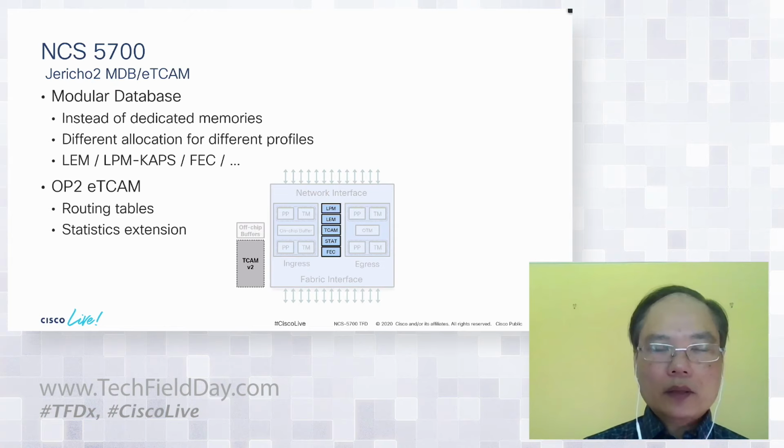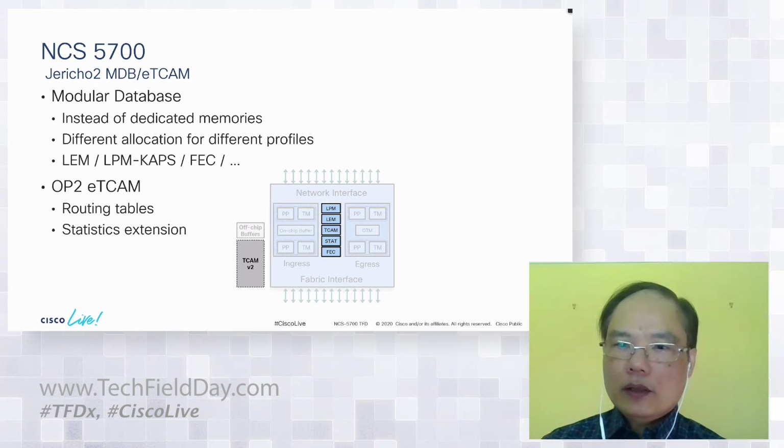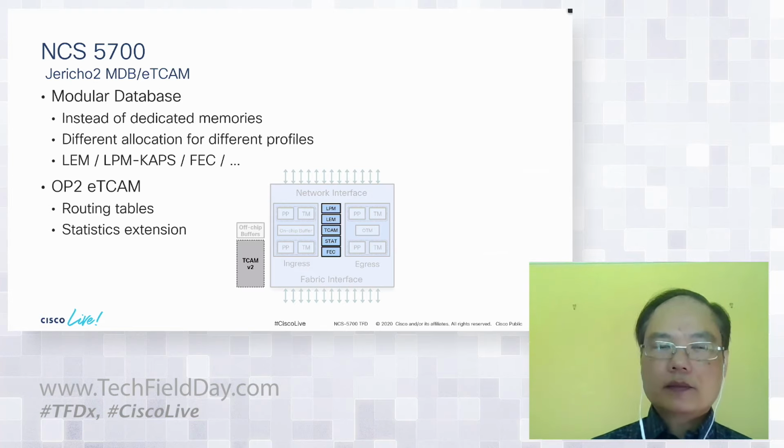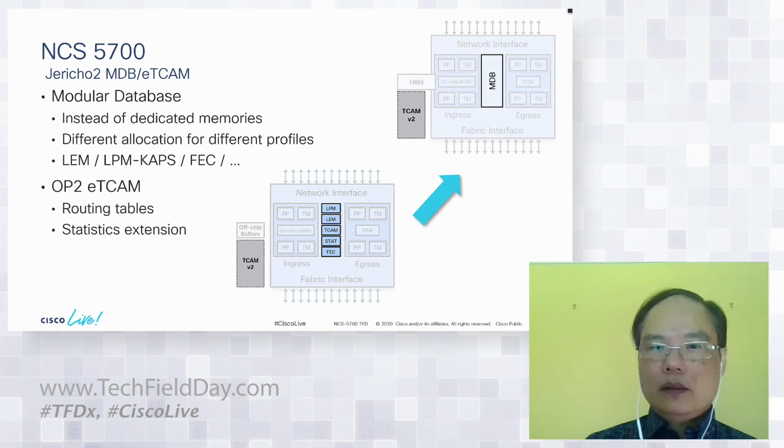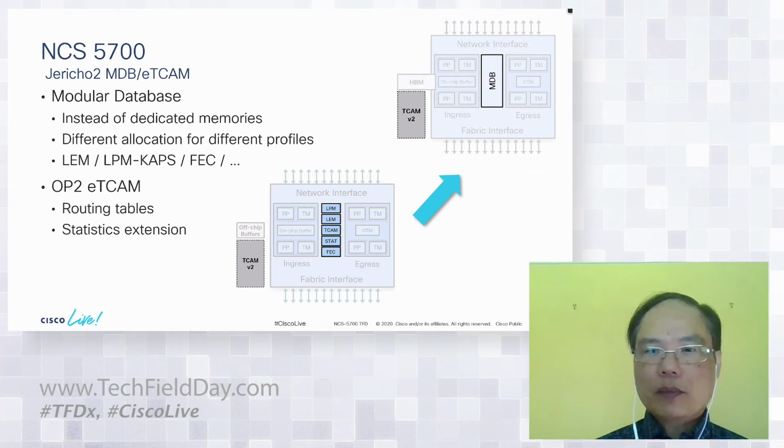Now let's talk more about modular database. We have mentioned that in current Jericho Plus, the internal databases such as LEM, LPM, and FEC are discrete and fixed in size. In Jericho 2, there will be a centralized pool of resources called Modular Database, or MDB, which allows flexible allocation of different resource types. So we're able to create profiles for different allocations for different use cases.